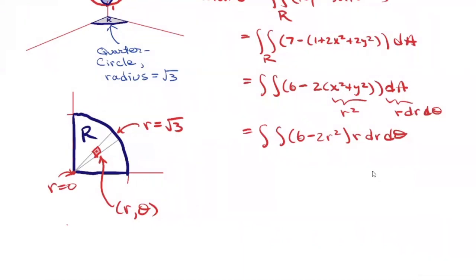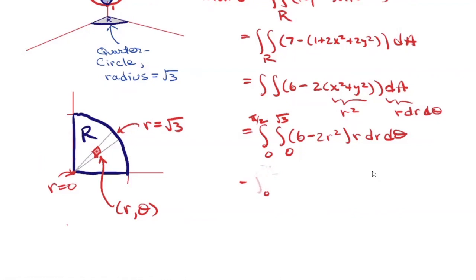So you move it and let r go from 0 to the square root of 3, and theta from 0 to pi over 2. Okay, any questions? I'm going to evaluate this pretty quickly here. Let's do this. This will be better for us.